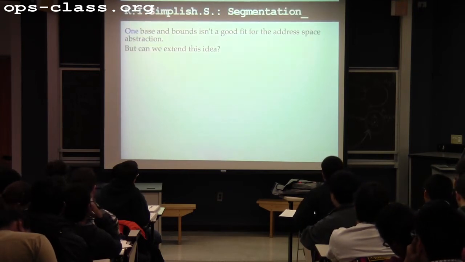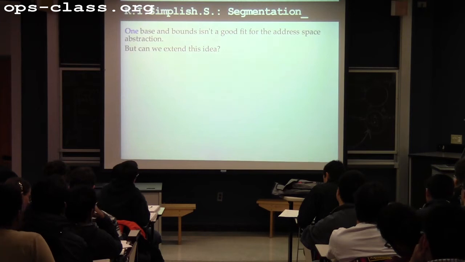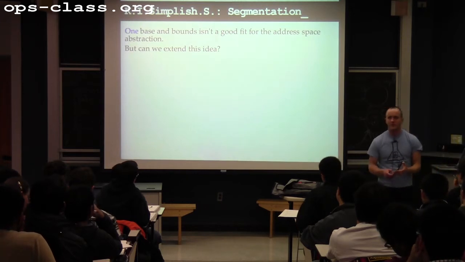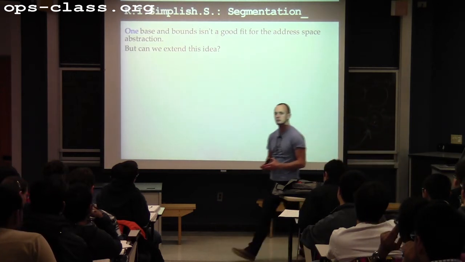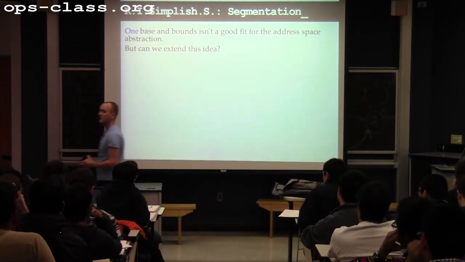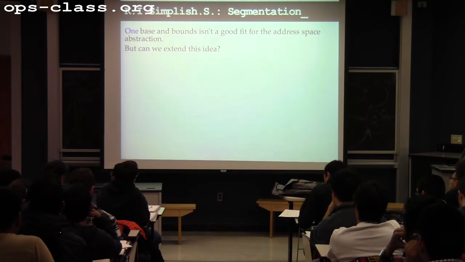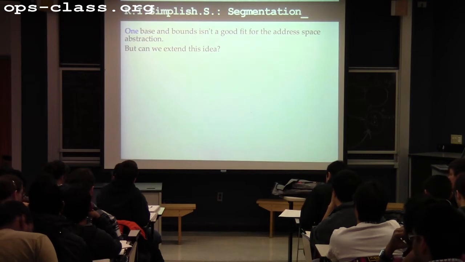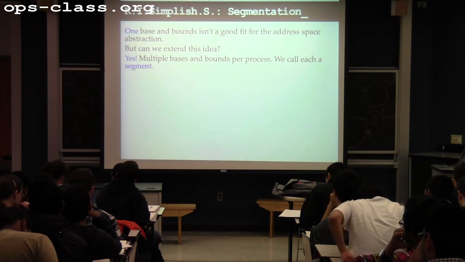All right, so then we decided to try to extend this idea by introducing one more piece of state. We called this segmentation. So who can describe how segmentation worked? If one base and bound is not enough, what can I do? Yeah, Damien. Make a bunch of segments, and then a bunch of bases and bounds. Yeah, so segments are base and bounds. I just use multiple bases and bounds, and each one of those defines what I call a segment.